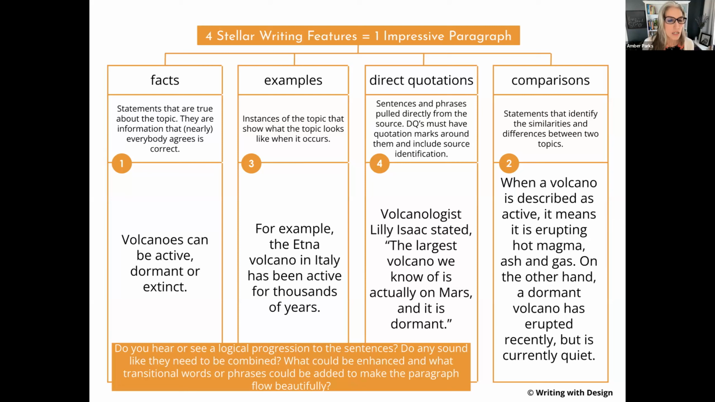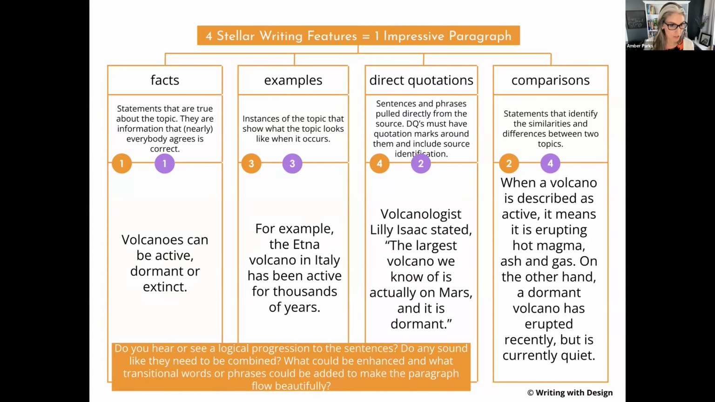Volcanoes can be active, dormant, or extinct. When a volcano is described as active, it means it is erupting hot magma, ash, and gas. On the other hand, a dormant volcano has erupted recently, but is currently quiet. For example, the Etna volcano in Italy has been active for thousands of years. Volcanologist Lily Isaac stated the largest volcano we know of is actually on Mars and is dormant. All right, I kind of like that flow.